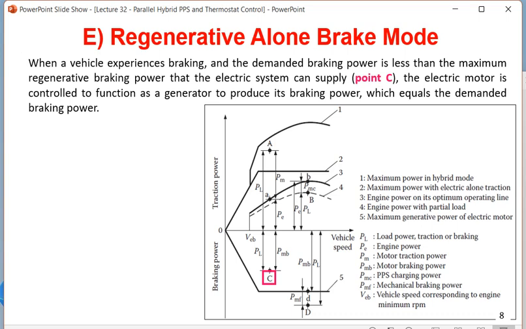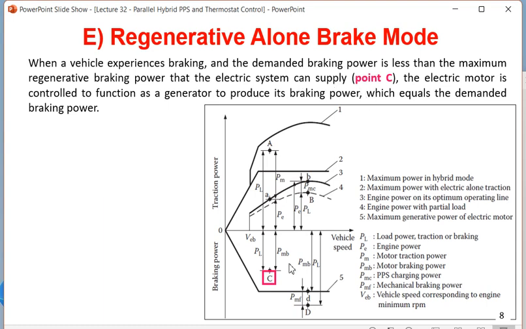Now let us come to the bottom part of this graph. The bottom part is nothing but the braking power. When the vehicle experiences braking and the demanded braking power is less than the maximum regenerative braking power, in that case the electrical brake system can be applied.